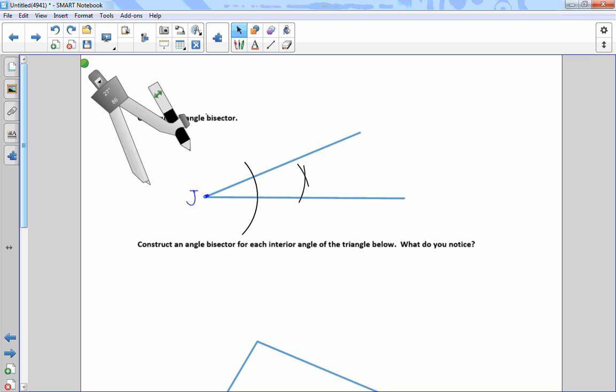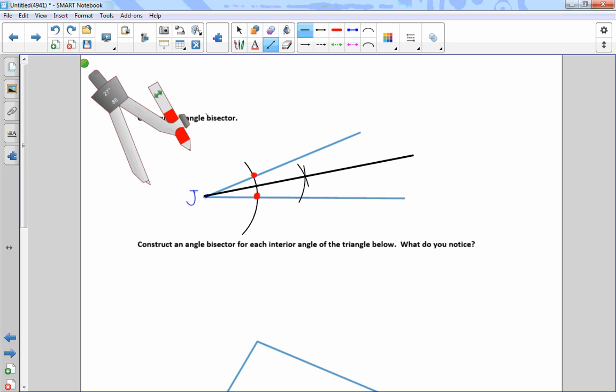So keeping the same width to make the first arc, keep the same width, pick it up, put it on one of the intersections, either the top one first. Take it back inside with the same width, pick it up, put it on the other intersection, make an intersecting arc. And where those arcs intersect, you're going to line up your ruler from J. From J straight to the intersection.